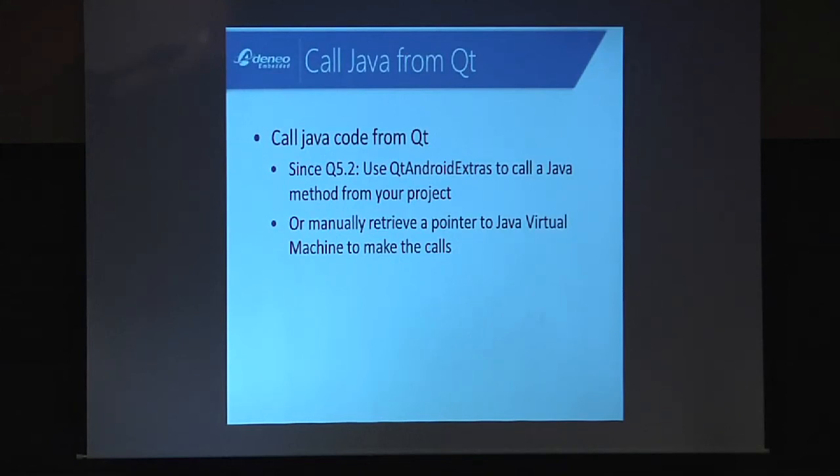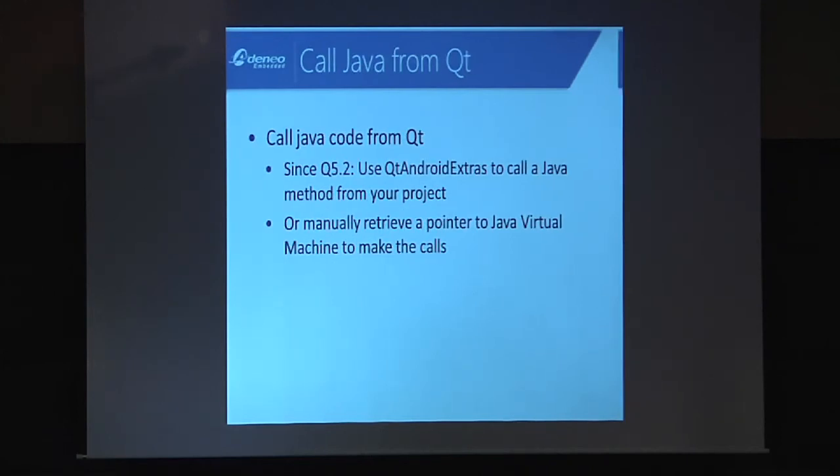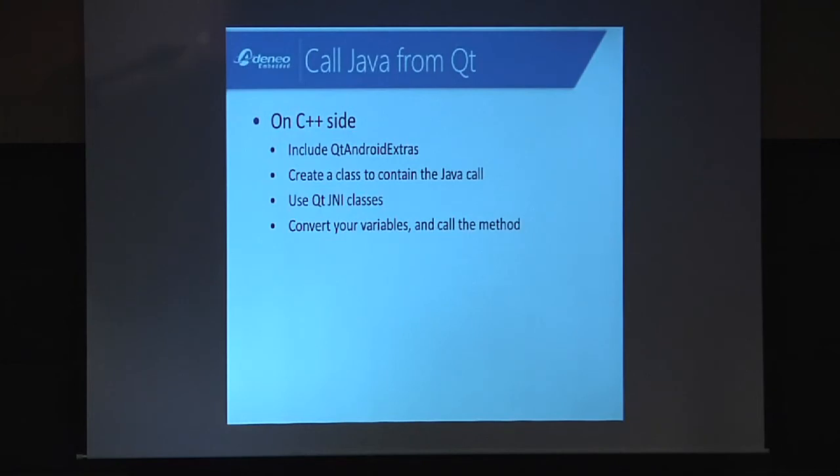So there are two ways of doing that. The first is using Qt Android Extras, which is now the best solution with Qt 5.2. And the other one is to manually retrieve a pointer to the Java virtual machine. It offers more functionalities, of course, but it's clearly more complicated. And we'll see an example.